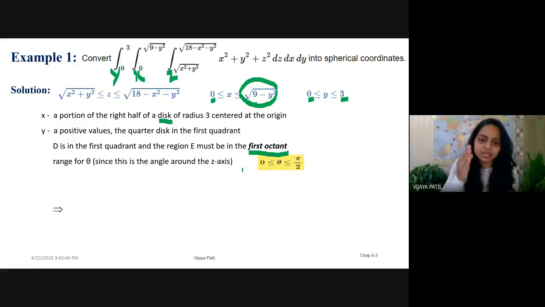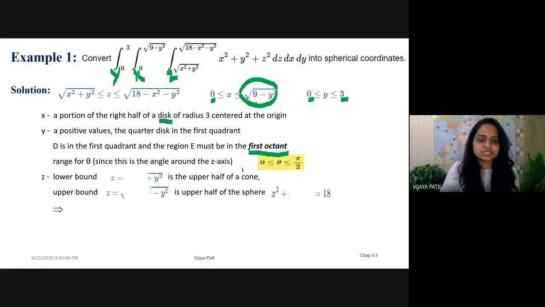Suppose I'm cutting an apple into 8 equal parts, and I'm taking one part of the apple and keeping it in the xy, yz, and zx planes, where all of them are positive. So in that way, how will the x-axis move? The angle made by any point on this region will move from the positive x-axis over 0 to pi by 2. So theta will not go below 0, and it will not go beyond pi by 2.